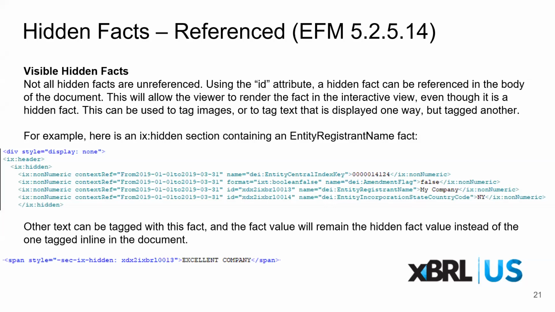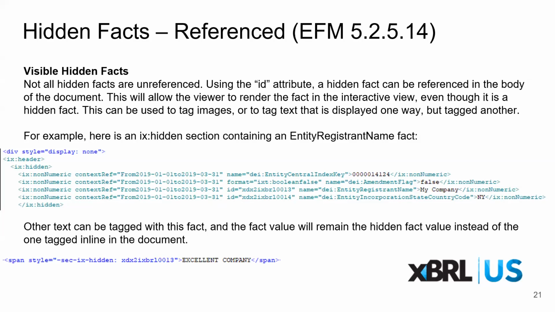So let's take a look at our example here. This is an IX hidden section containing an entity registrant name fact. So you can see, like our slide from the previous slide, we have our IX hidden section, and inside of that I have facts for my CIK, my amendment flag, my entity registrant name, and my entity incorporation state country code. So in the hidden section, my entity registrant name is tagged as my company. That is the company name in the hidden section. There's also an ID attached to that. So you can see the ID value. It's just whatever value, it's arbitrary. You don't have to name it anything specific, but we have it named ending in 13.